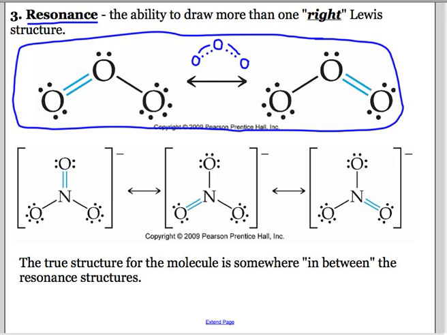So you have a double bond split between them. You know both sides have a single bond, and then the extra bond is kind of split between the two. What resonance tries to show is that smearing of electrons. And this bond is stronger than a single bond and weaker than a double bond.